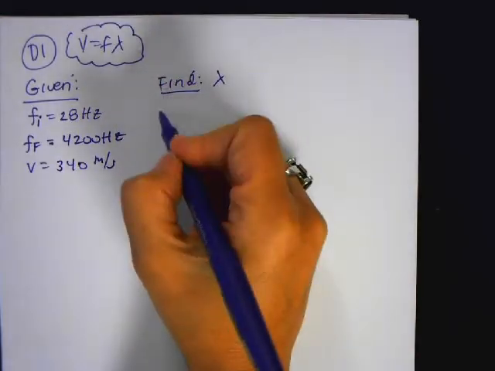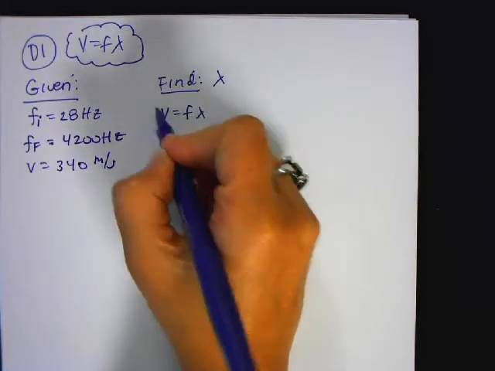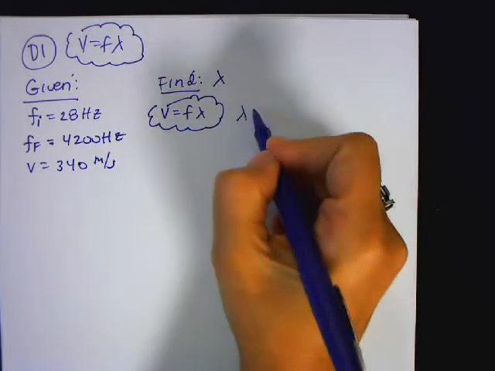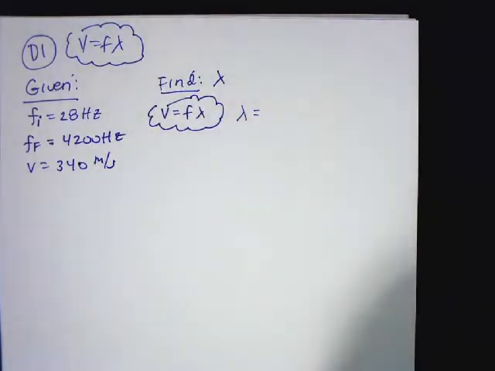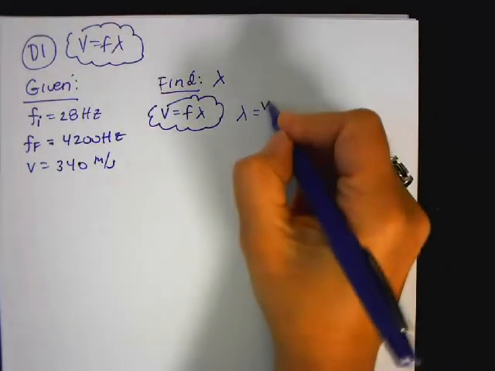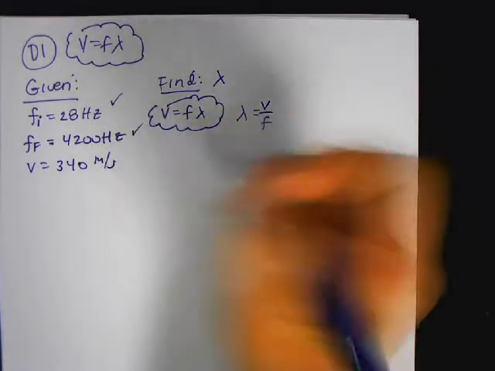So what I'm going to do is, I know my basic equation is V is equal to F lambda, and I want to find lambda. So I'm going to rearrange the equation to solve for the unknown in terms of the known. So lambda is equal to V over F. First I'll find it for this one, and then I'll find it for this one.